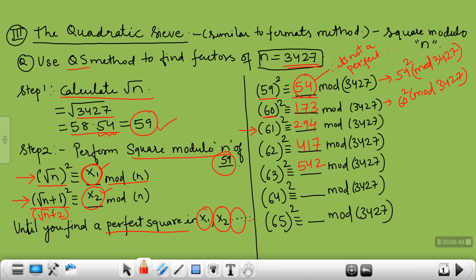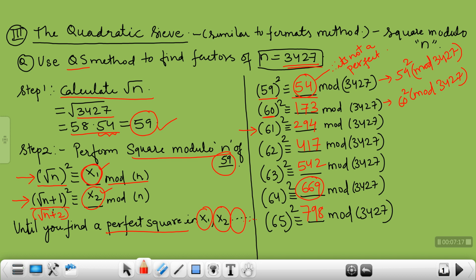So we go to 64 squared mod 3427. Again, 64 squared gives 669, which is not a perfect square. I hope all of you understand what a perfect square is. When you find the square root of the number, it should be a direct whole number without a decimal. Then 65 squared mod 3427 gives 798. 798 is also not a perfect square.